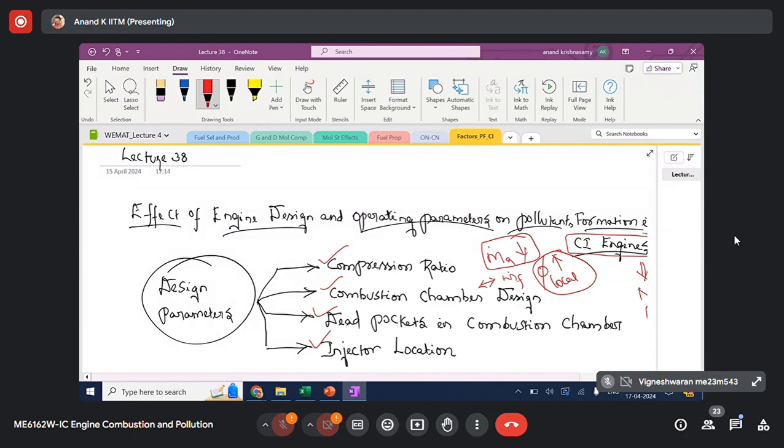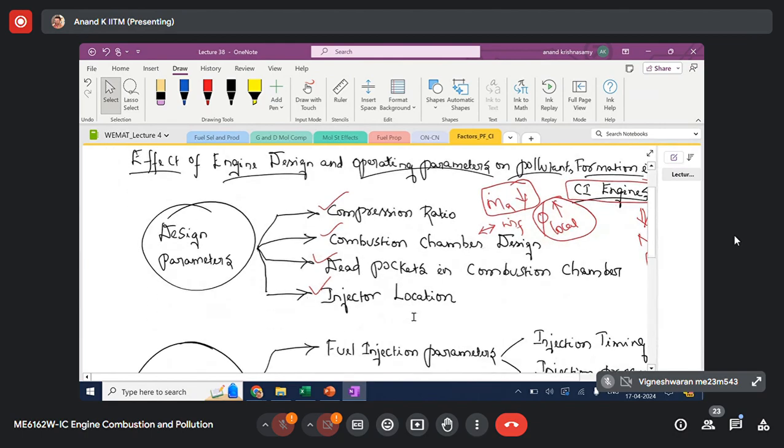The other one is injector location. It's again an important parameter, and I will talk more about it in the next class. You can locate the injector at different locations in the cylinder head. Based on that, you will have a considerable effect on pollutant formation in the CI engine. So these are the design variables.